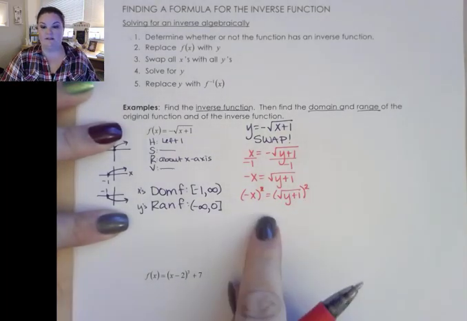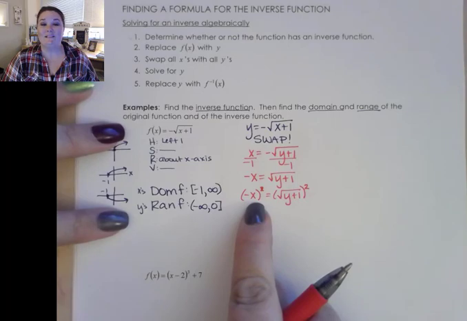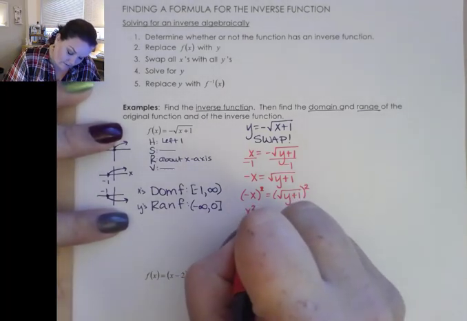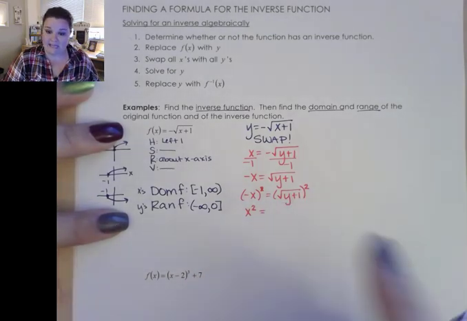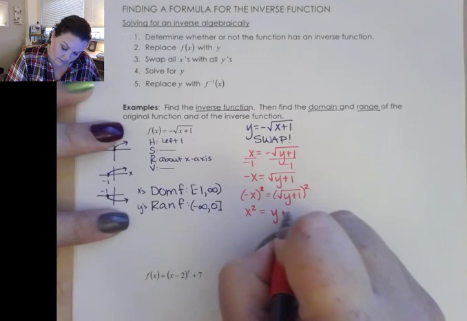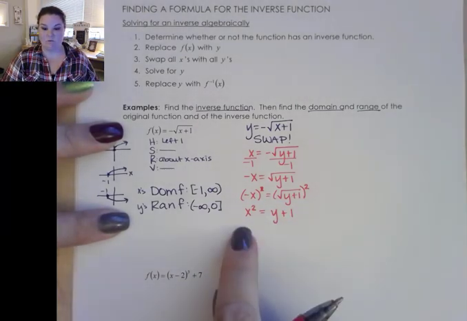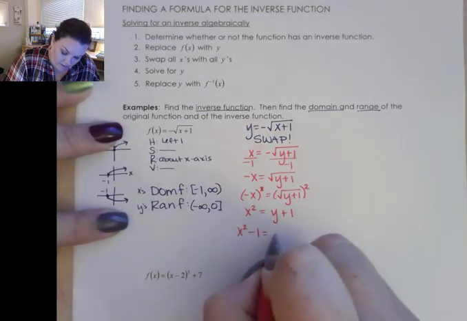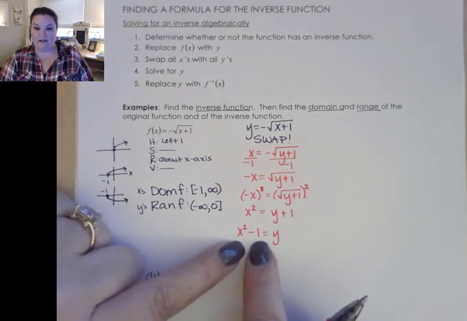Okay. So on the left side, when I square a negative, it becomes positive. So this just becomes x squared is equal to, when we square a square root, they cancel, and I'm left with y plus 1. And then the last thing I need to do to get y by itself is move this 1 to the other side by subtracting. So I have x squared minus 1 equals y. And now this is my inverse function.